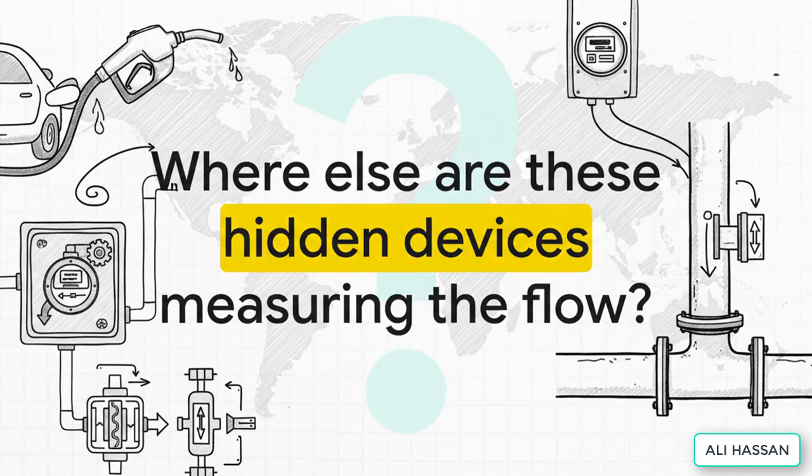So the next time you fill up your car with gas, turn on your kitchen faucet, or just think about how our world is put together, remember these amazing little devices. They're hidden away from the gas pump to the city water main, quietly and cleverly measuring the flow that keeps everything moving. Now that you're in on the secret, where else are you going to spot them?